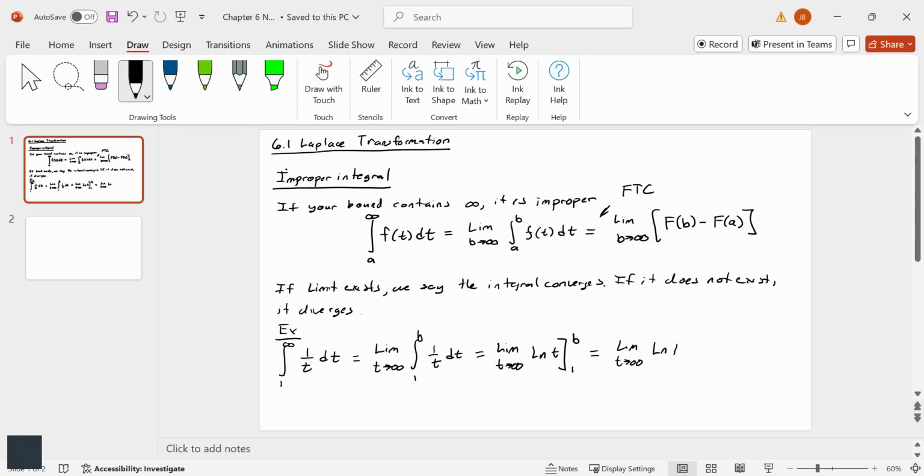Now, the limit of a constant is just the constant value, so I actually don't need the limit on the second term, just because, again, the limit of a constant is the constant. The ln of 1 becomes 0. That's just what it is by definition. And then I get the ln of infinity, which is equal to infinity, which means it diverges, right? So that's just how you take an improper integral.